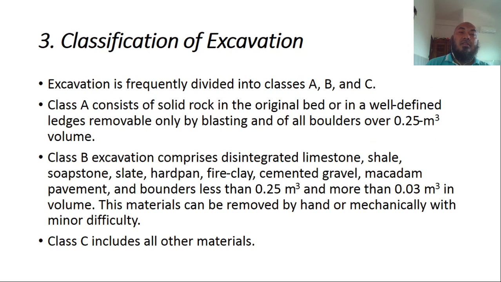Okay, number 3, classification of excavation. So excavation is frequently divided into 3: class A, class B, and class C. Class A consists of solid rock in the original bed or in a well-defined ledge, removable only by blasting, and all boulders over 0.5 cubic meter in volume.